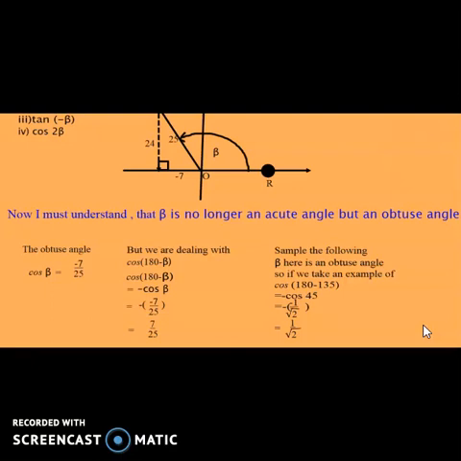Cos of an obtuse angle, and I used a sample of 135 degrees, but you can take any value that is greater than 90 but smaller than 180. Cos of 180 degrees minus 135 degrees will be negative cos of 45 degrees, because that is what we know. But cos of 45 in the second quadrant will give me negative 1 over square root of 2. So my answer will be positive.